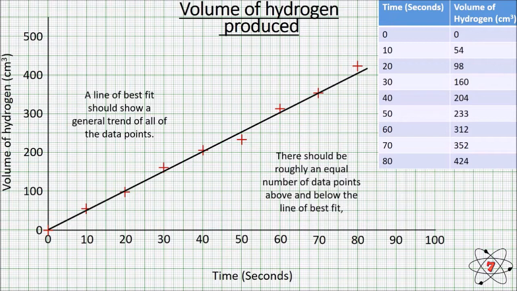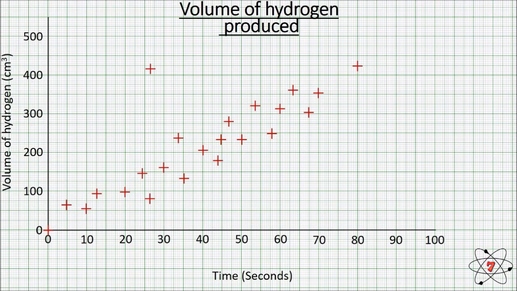Go with the general trend. If we take another example and we add some more data points in. It's the same example, but we now have much more data, so maybe we took some repeat results. We need to draw a line of best fit, and again, it's going to be drawn in basically the same way. We're going to have an equal number of points above and below the line.